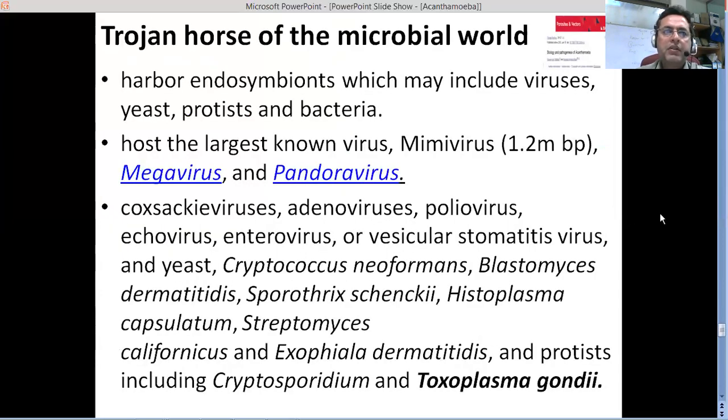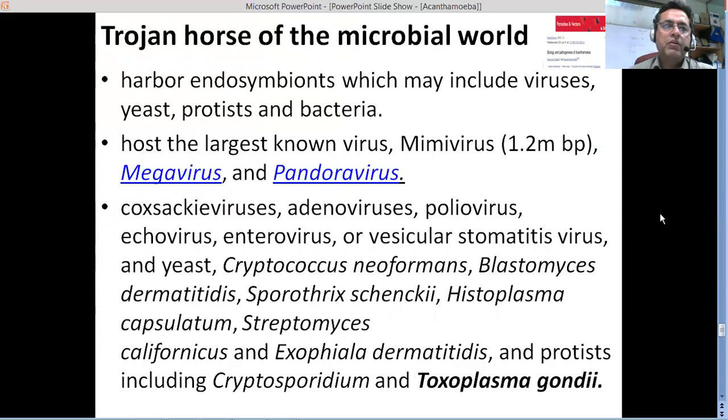And that's why it's called the Trojan horse of the microbial world. Because this particular parasite harbors endosymbionts, which may include viruses, yeast, protists, and bacteria. It has this endosymbiotic relationship with these different types of pathogens, including viruses, bacteria, and protists, and they are living there, as I told you.